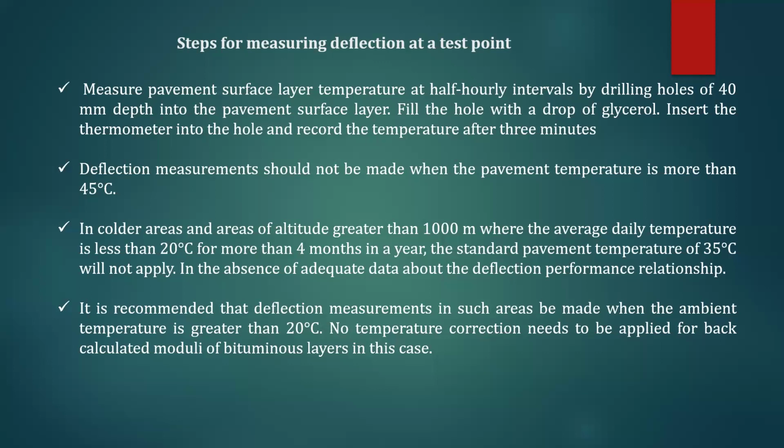In colder areas of altitude greater than 1000 meters, where the average daily temperature is less than 20 degrees for more than 4 months a year, the standard pavement temperature of 35 degrees will not apply. See here, pavement temperature, even in IRC 37:2018, the standard pavement temperature generally considered is 35 degrees centigrade. Here also the same temperature is considered. But whenever we are considering some colder regions, you should not consider 35 degrees centigrade as a standard.